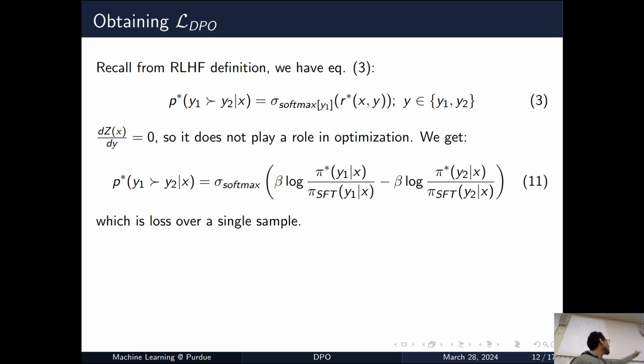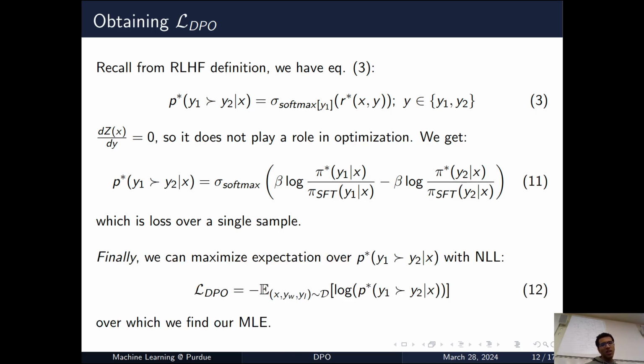So that's how we go from the reward function to loss over a single sample, and then we can calculate the log likelihood, or minimize the negative log likelihood using MLE, in order to get the loss function for DPO, and that's how we get our language model at the very end.